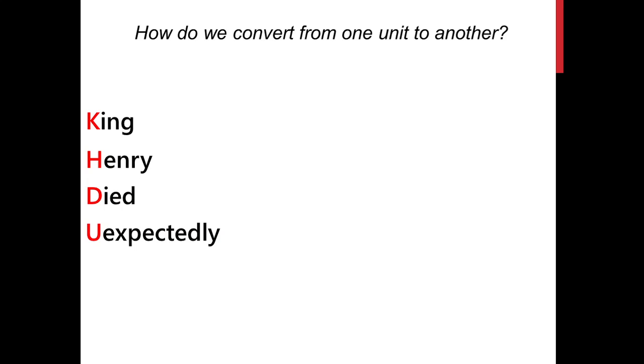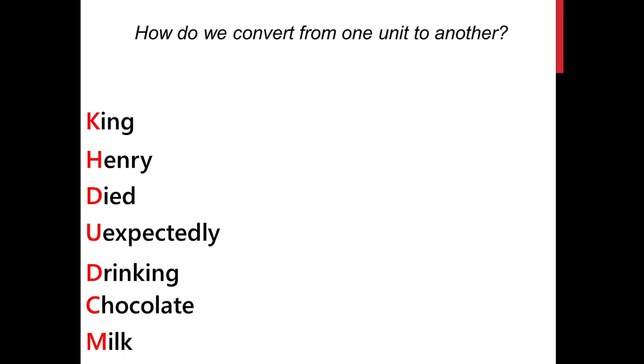Now, I'll be telling you a story about a king. His name is King Henry. He died unexpectedly while drinking chocolate milk. Now, I want you to remember and memorize this story. King Henry died unexpectedly drinking chocolate milk. Why? Because this is very helpful in converting one unit to another without using your calculator.